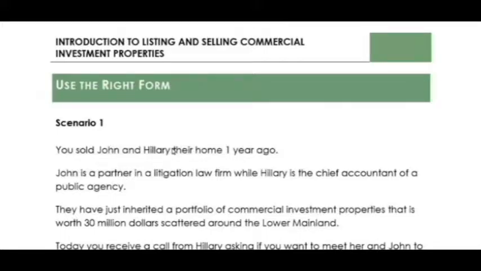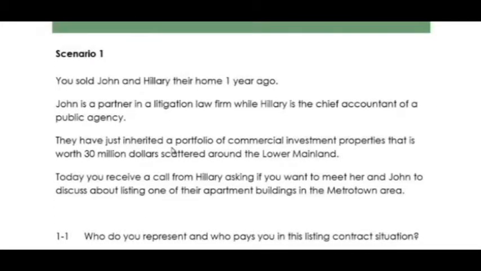So use the right form. Scenario 1. You sold John and Hillary their home 1 year ago. John is a partner in a litigation law firm, while Hillary is the chief accountant of a public agency. They have just inherited a portfolio of commercial investment properties that is worth $30 million scattered around the Lower Mainland.